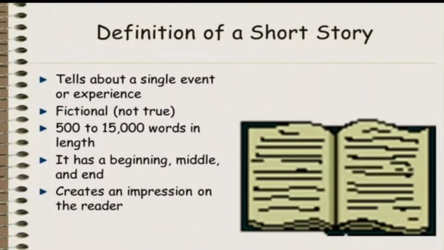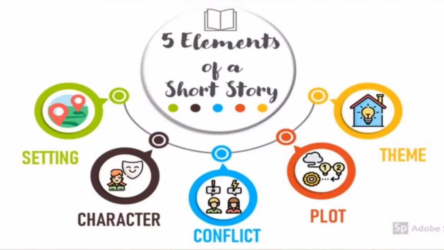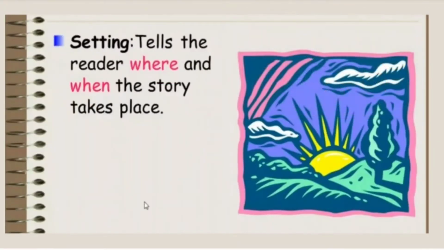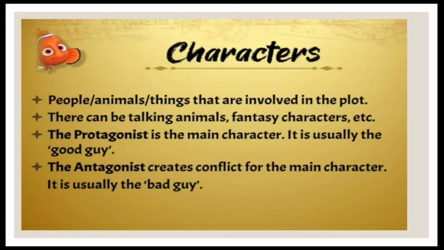Like any other story, a short story has a beginning, middle, and an end, and it creates an impression on the readers. Now let us know the 5 elements of a short story. The first one is setting, then character, conflict, plot, and theme. Setting tells you the location of the story. It tells the readers where and when the story takes place.